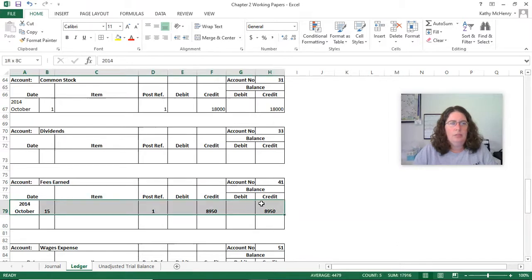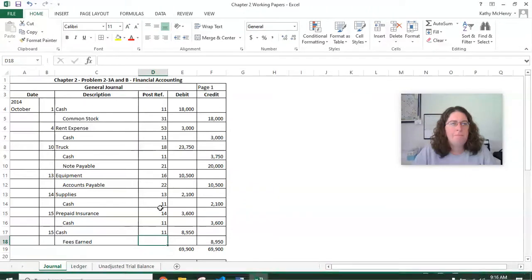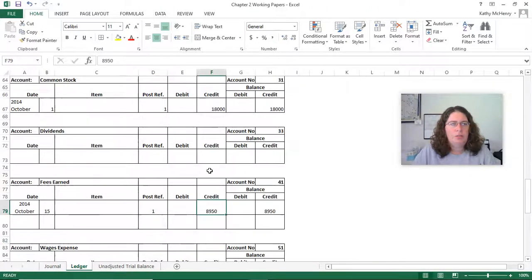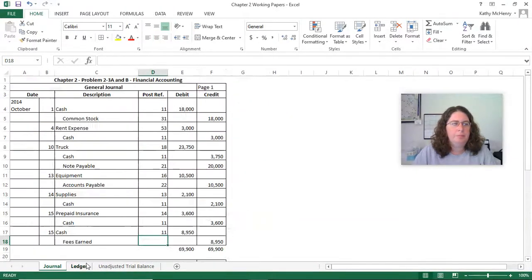Not sure why that whole line is bold, but we're going to go through and unbold it. Oh, I forgot my number. Where am I going here? 41. Okay, so that is the end of page 1 posting.